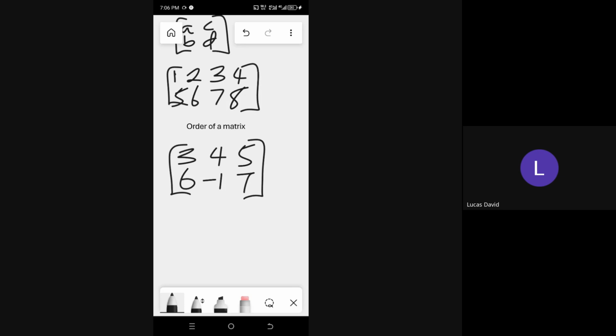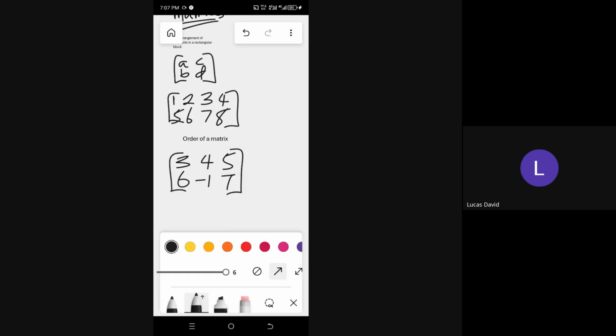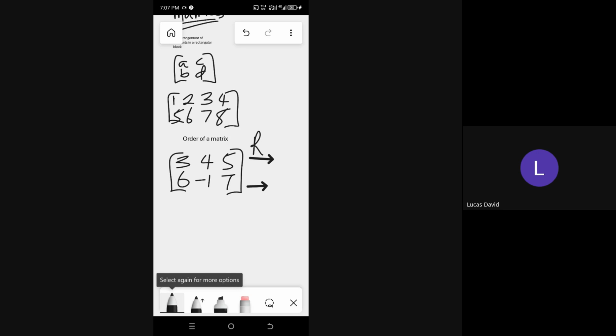So let's say we have a matrix like this. You see, these horizontal parts here, you call them the rows of a matrix. These parts, they are the rows of the matrix. So you call these ones rows.